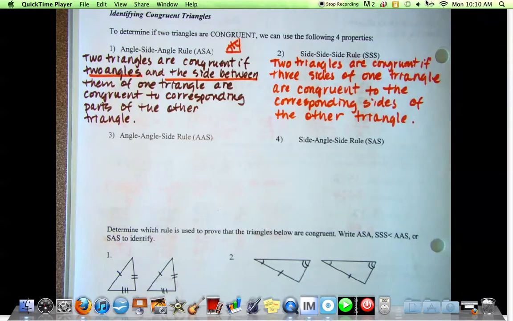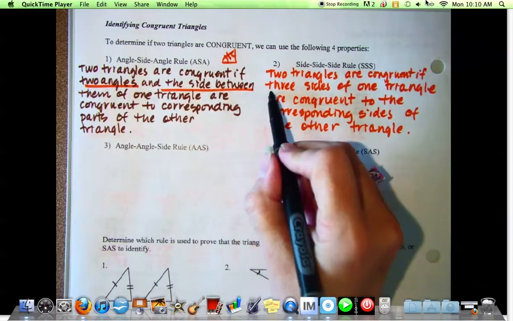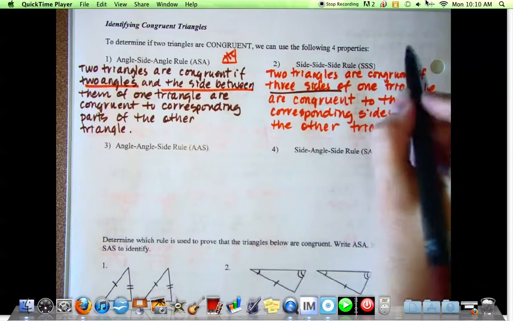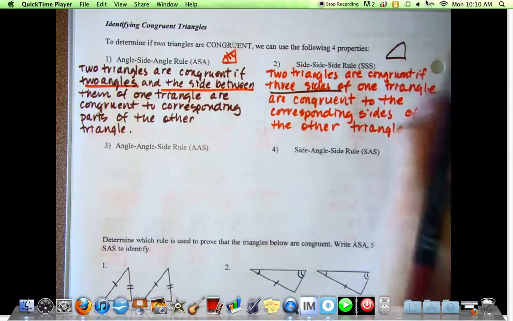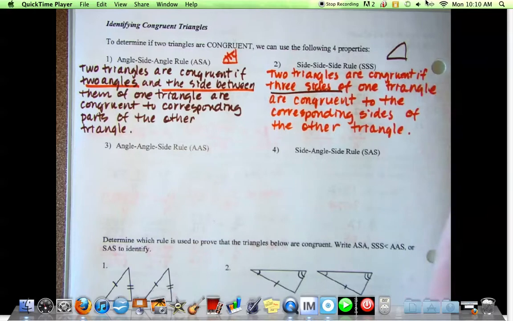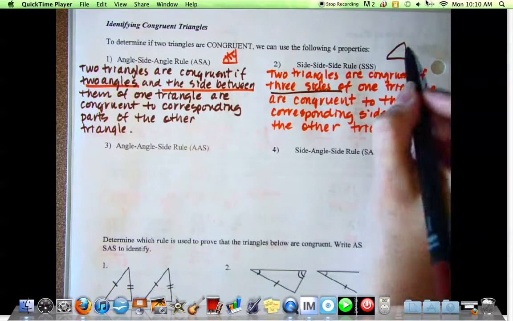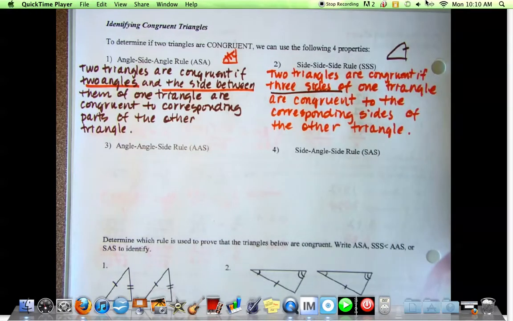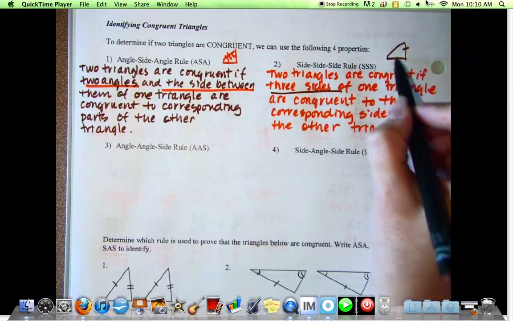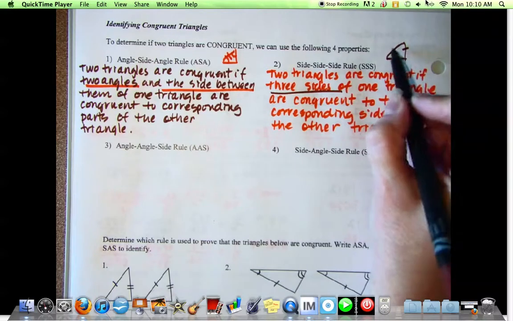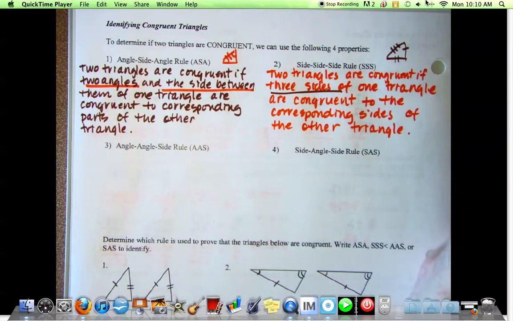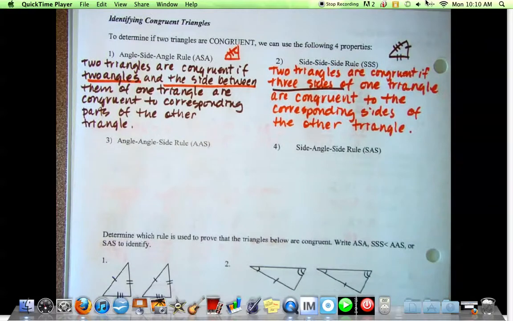So what words are important in this definition? Three sides of one triangle. Very good. So you have a triangle and you're going to see some sort of notation. You see the tick marks to indicate that sides are congruent, and if side lengths are different, then you have a different number of tick marks. So you would see tick marks regarding three sides for this property.